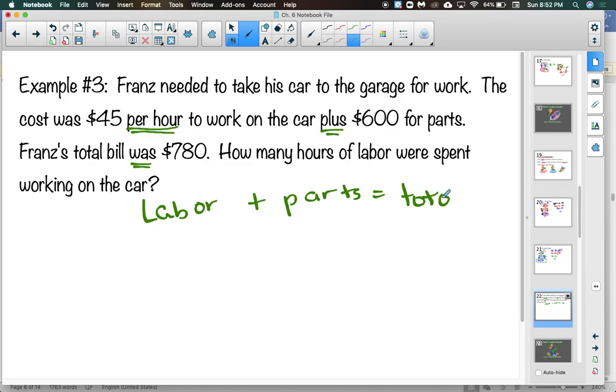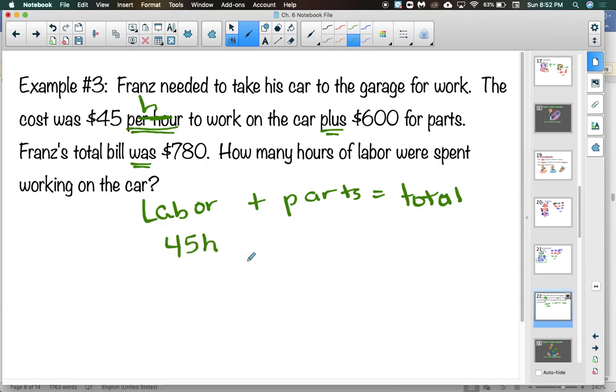I know that I have to pay for labor. That's the cost for somebody to work on my car, plus the parts. So there's my verbal model: labor plus parts equals the total cost. Labor, it tells us the work was $45 per hour. And we don't know how many hours they worked on the car, so that's going to be my variable. So the labor is $45 per hour.